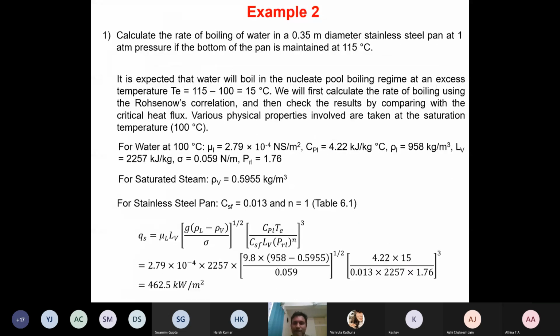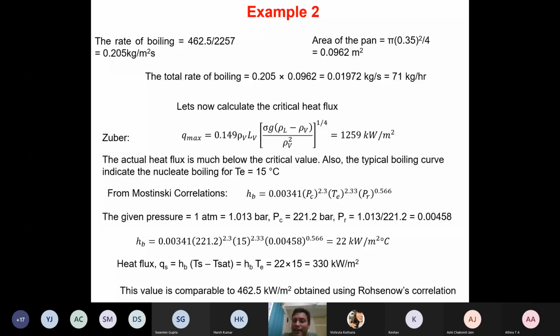Again, there is another correlation, the Mostinsky correlation. Now let us put all the values in the Mostinsky correlation. Let us find out what is the value of the heat flux obtained by using this, and the value of heat flux obtained by using the Rohsenow correlation, and then we can compare how much is the difference between the values obtained by these two correlations. So the Mostinsky correlation, as I said, is a simple correlation.